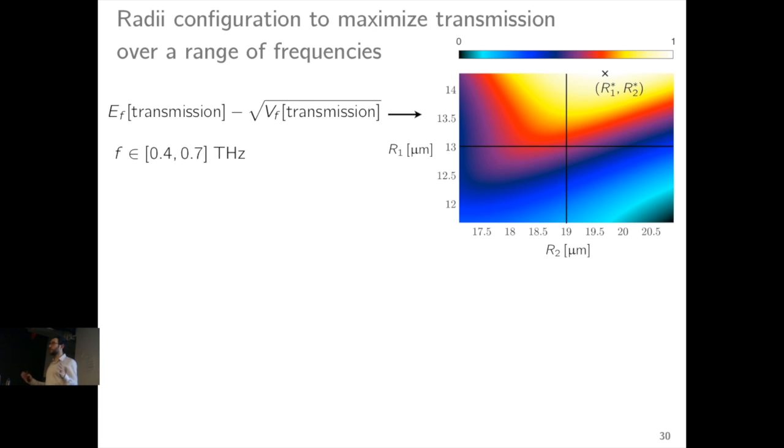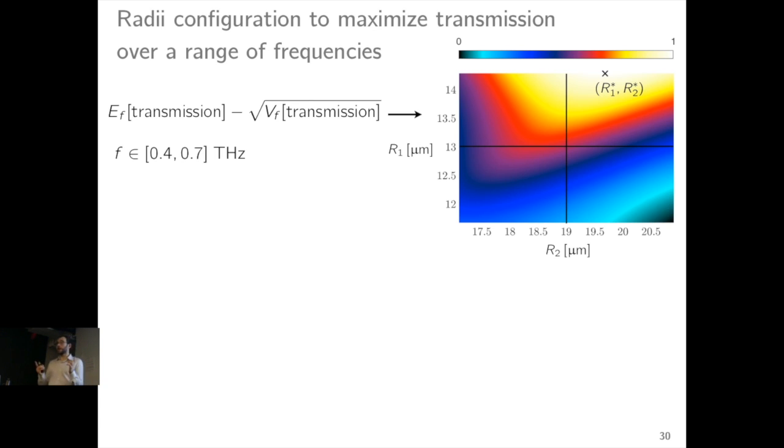So first of all, we need to prescribe an objective function. In our case, we decided to maximize the transmission through a broad range of frequencies, the ones ranging from 0.4 to 0.7 terahertz. And we add this negative term. It's essentially a penalty to penalize designs that lead to a large variation in the response.